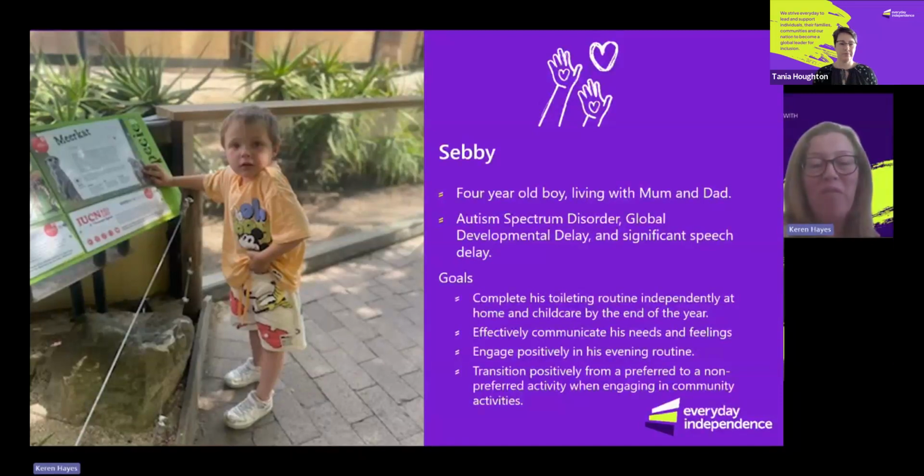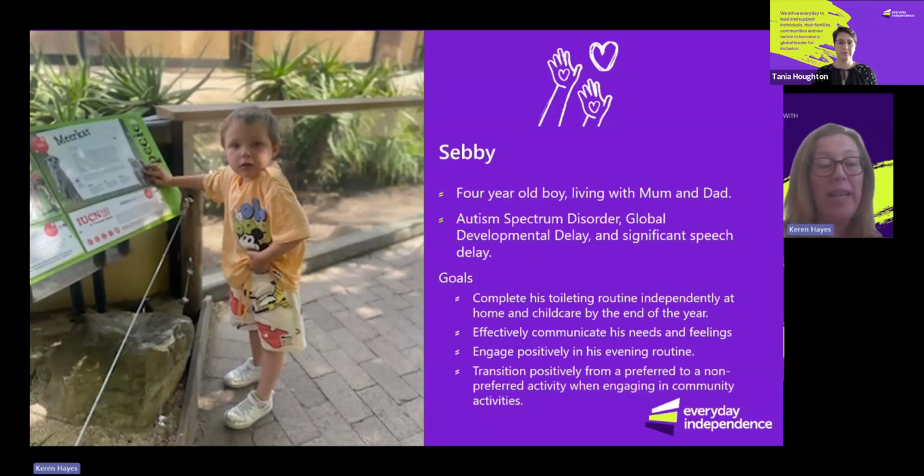He's a 4-year-old boy that I've been seeing for approximately 7 months now. He's an only child and lives with his mum and dad at home and has a recent diagnosis of autism spectrum disorder. He also has a diagnosis of global developmental delay and significant speech delay. So when I came to start working with Sebie, his mum was feeling quite disenchanted with the therapy that they'd been receiving prior to that.